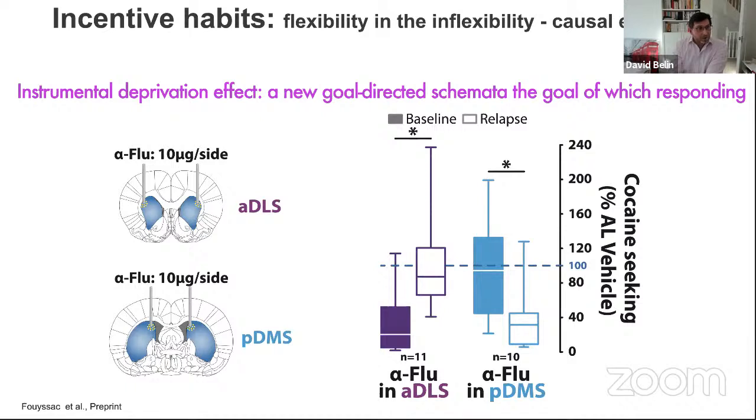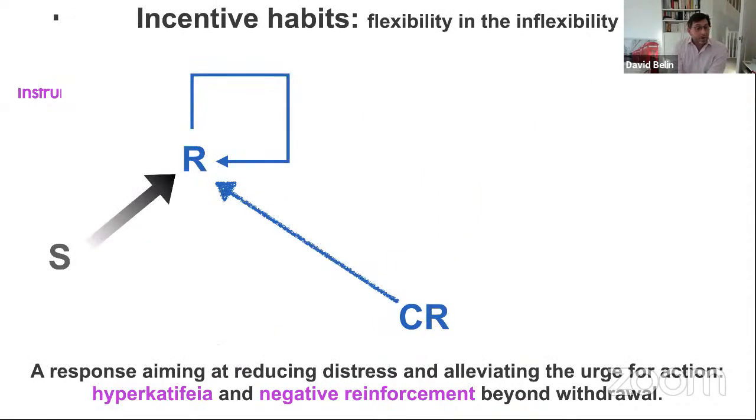In the exact same animals, 3 days later, after 3 days of abstinence, the behavior is no longer dependent on the DLS. Only on that day, it becomes dependent on the goal-directed posterior dorsomedial striatum system. So there's a transient recruitment of the goal-directed system there, which I suggest reflects the engagement of a goal-directed schemata, the goal of which is to respond, because the loss of opportunity to respond during abstinence in these animals with an incentive habit triggers a distress and an urge for action that the animals alleviate by responding.